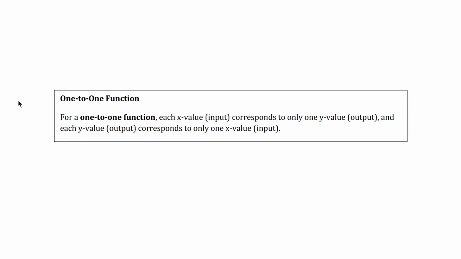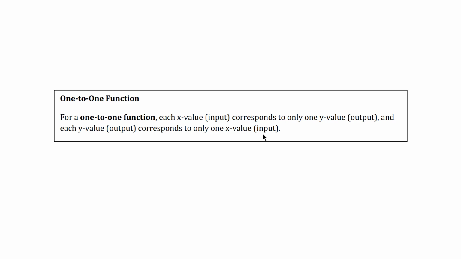First, we have the definition for a one-to-one function. It states here, for a one-to-one function, each x value, which is an input, corresponds to only one y value, which is an output. And each y value, the output, corresponds to only one x value, the input.